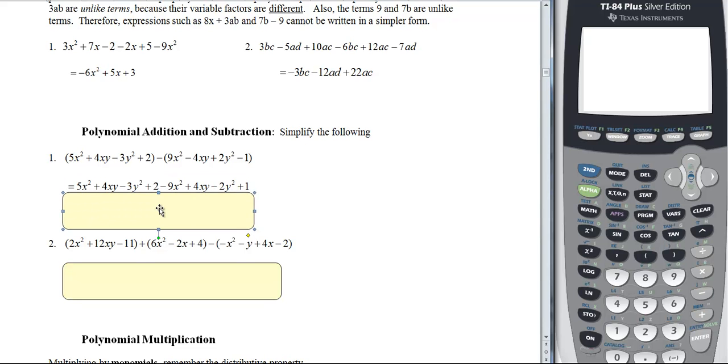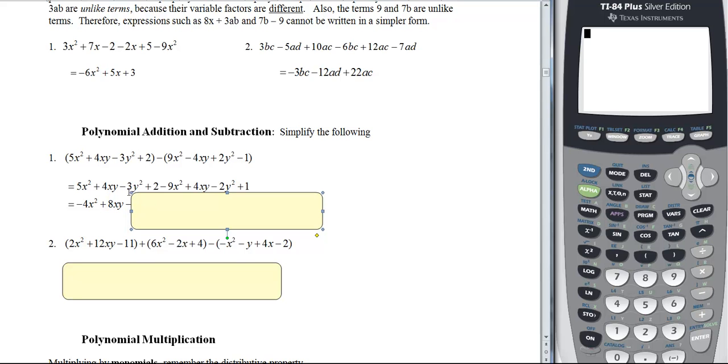So see if I change. Now these should be the exact same. These should be completely different: -9x squared plus 4xy minus 2y squared plus 1. So now we're back to collecting like terms. First one I have is a 5x squared. I've got another one here, so that will give me a -4x squared. The next term I see is an xy. So I see a plus 4xy, another plus 4xy, so it'd be a plus 8xy.